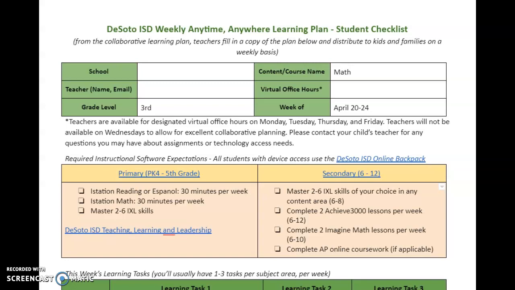Everyone, the purpose of today's video is to provide clarity and guidance through the student checklist. The student checklist is a comprehensive document created by each content area and grade level. For example, this checklist was created by third grade math teachers in the district. Also, each content has a culminating performance assessment.